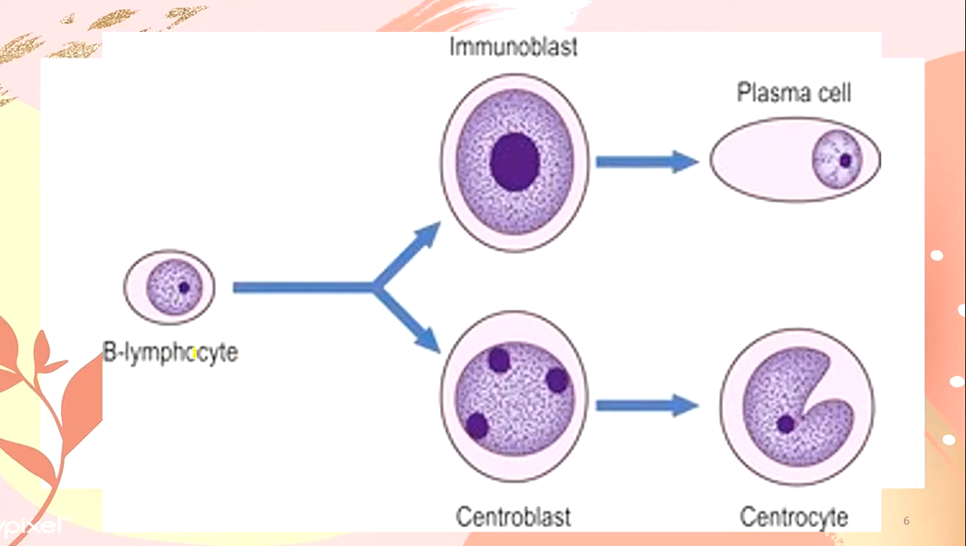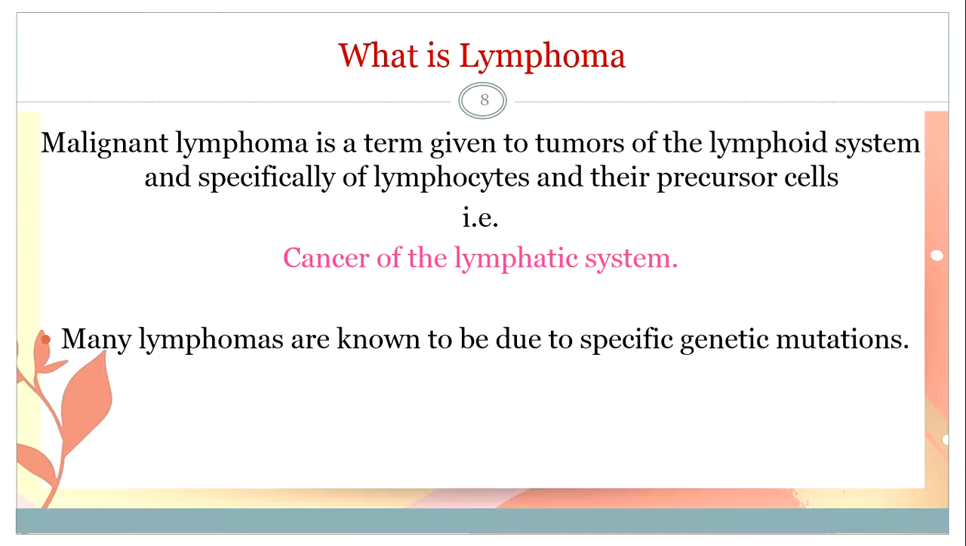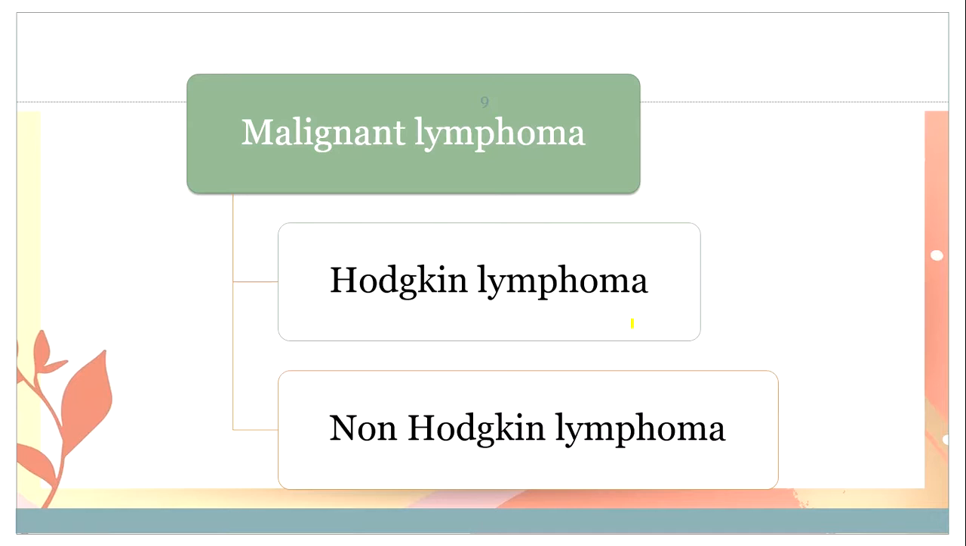The B cell can differentiate into immunoblast, which produces plasma cell. And here you can appreciate the nucleus is pushed at one end. And the B lymphocyte can also differentiate into centroblast, which produces centrocyte. Lymphomas are broadly classified into Hodgkin, and all the lymphomas other than the Hodgkin are categorized into non-Hodgkin.